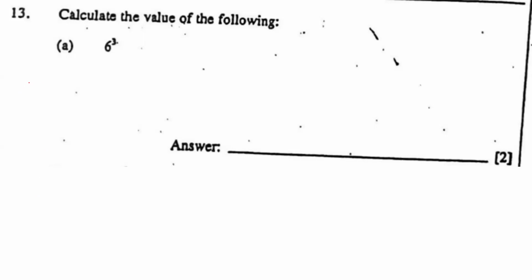I want to find a nice place to write it. We have 6 to the third power, or 6 to the power of 3. Now, what is 6 to the power of 3? That's going to be 6 times 6 times 6 again.